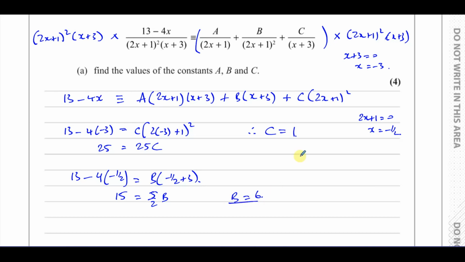So I found what b is and I found what c is. Now what's left to find is a. Now to find a, we cannot use this substitution method, because where a is, if I put x equals minus 3, this becomes 0. If I put x equals minus half, that becomes 0. There's nothing I can substitute which will eliminate these others and leave me with just a. So what I'm going to resort to now is what's called comparing coefficients.